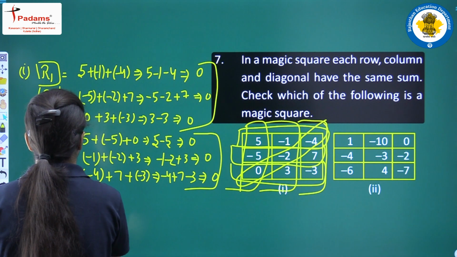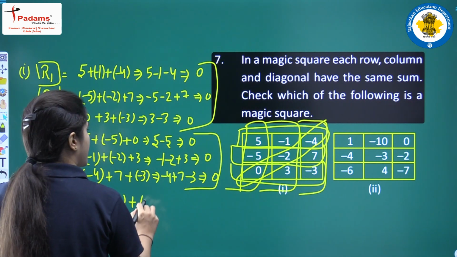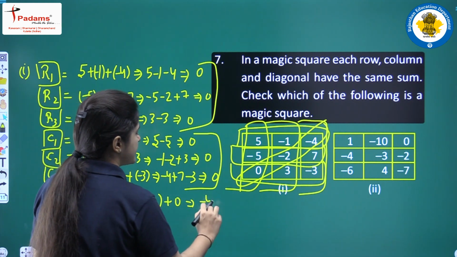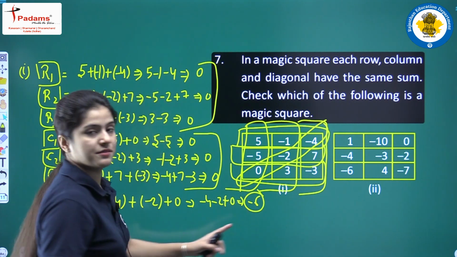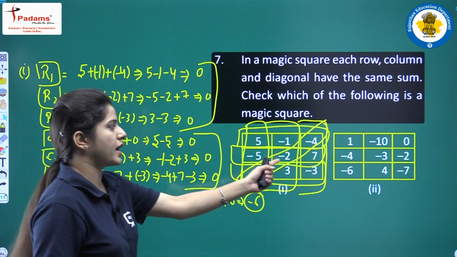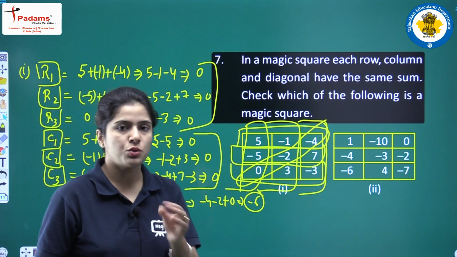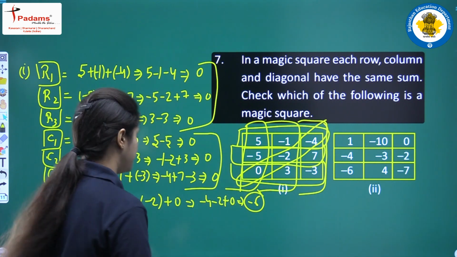So diagonal 1, minus 4 plus minus 2 plus 0. So minus 4 minus 2 plus 0 is equal to minus 6. Now students, look here. This is minus 6 and this is not equal to 0. That means this square is not a magic square. So basically we don't need to find out the second diagonal, but I will do that for you.